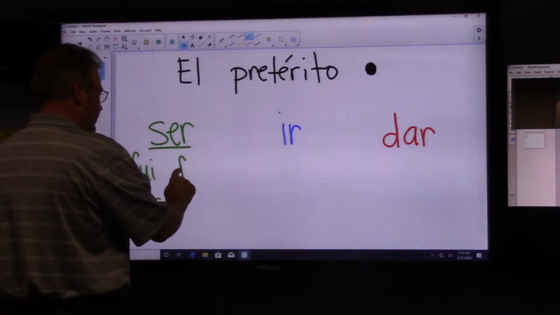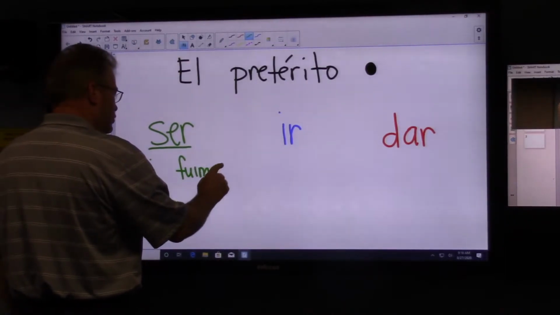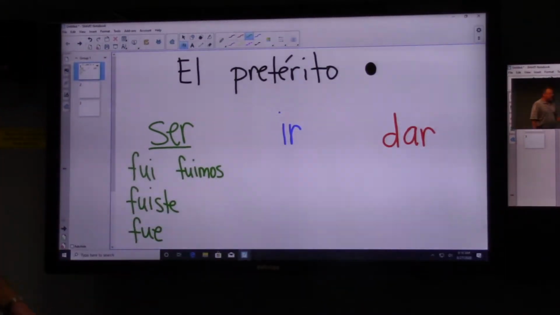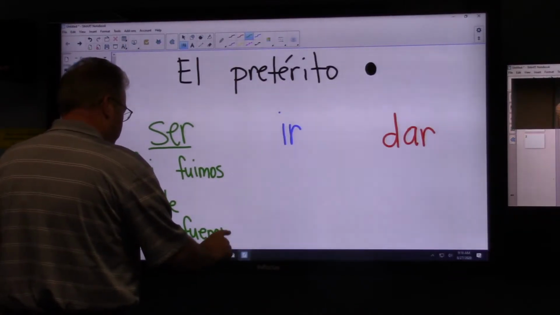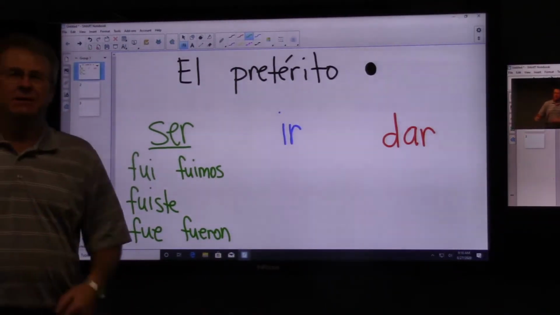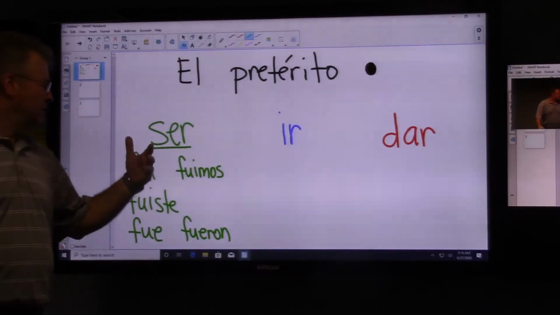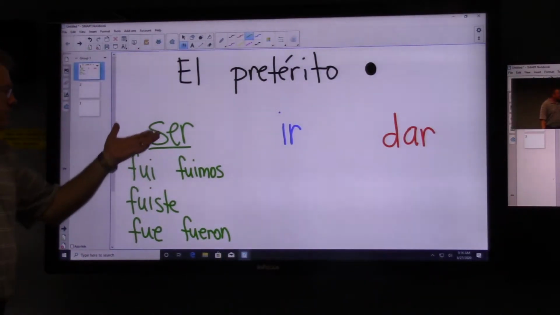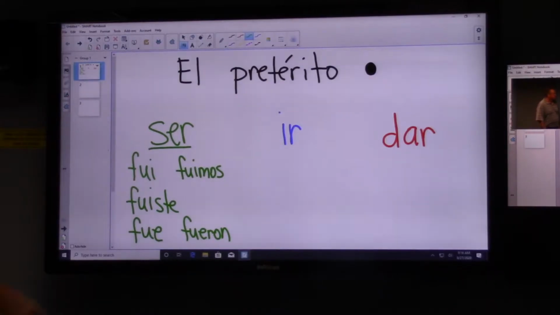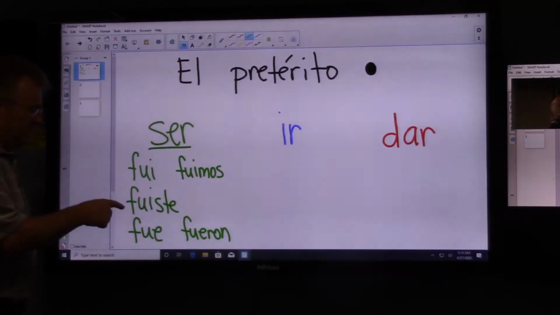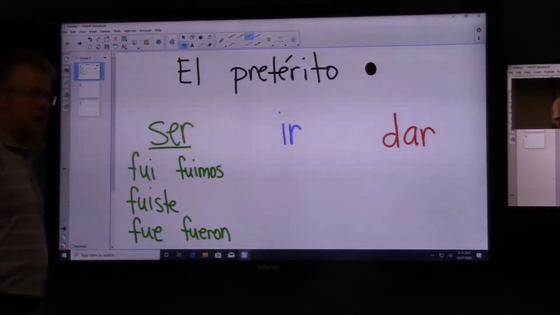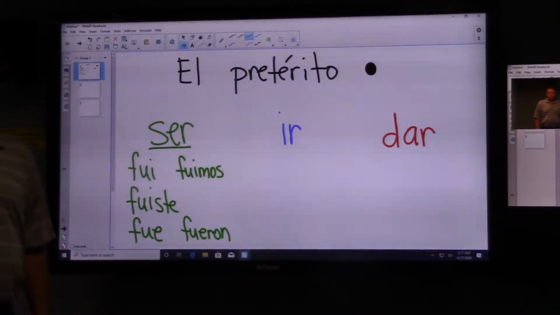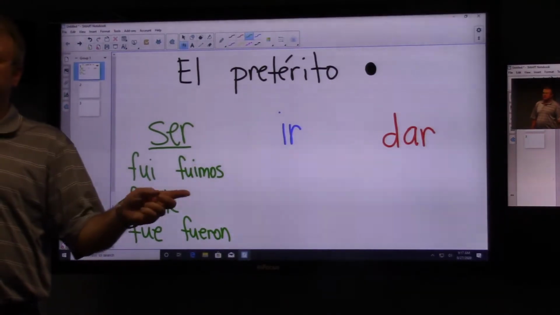Nosotros, we were. Nosotros, what? Fuimos. And last but not least, they were, or you all were. Ellos, ellas, ustedes, what? Fueron. Okay? There are a lot of sample sentences in the book, as you're seeing and hearing these verbs used in context. But there you have the preterite conjugations of the verb ser. Yo fui, tú fuiste, él, ella, usted fue, nosotros fuimos, ellos, ellas, ustedes fueron. Okay? The verb ser and the preterite.